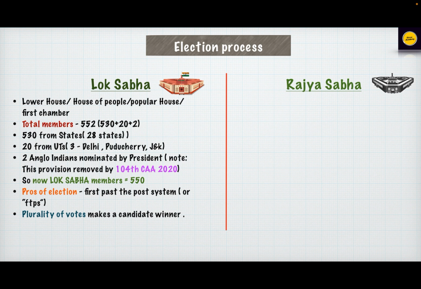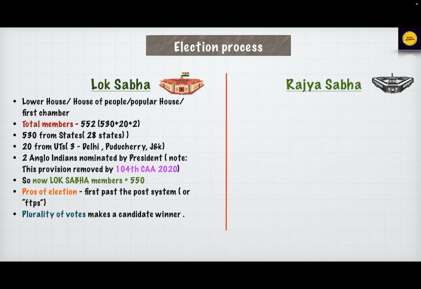The process of election involved in the Lok Sabha, which we'll discuss in detail, is the first past the post system, which is the FPTP system. It means that the person who gets the majority of the total valid votes becomes the winner. So a plurality of votes makes a candidate the winner.